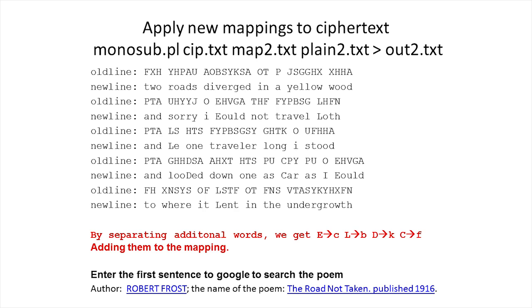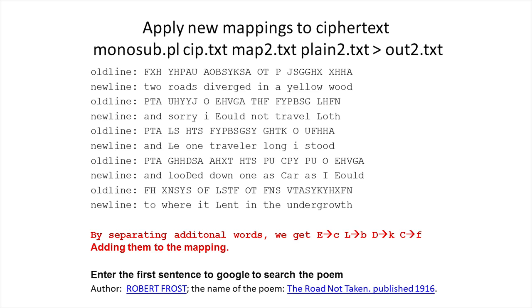Now let's apply the new mapping to the ciphertext in a new iteration using the command monosub.pl with the script text, map2.txt, and print2.txt, and the result output is in output.txt. By parsing the additional words, we get the fourth line, fourth word, uppercase E-O-U-L-D, and we guess it should be could. In this case, uppercase E maps to lowercase c in plaintext.